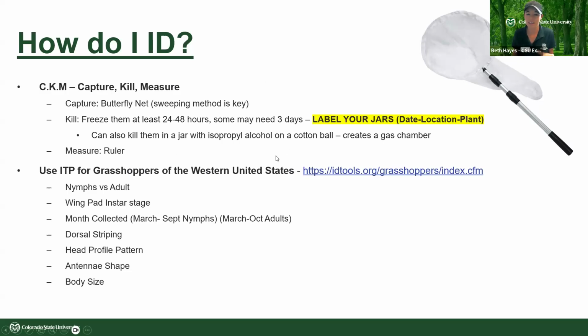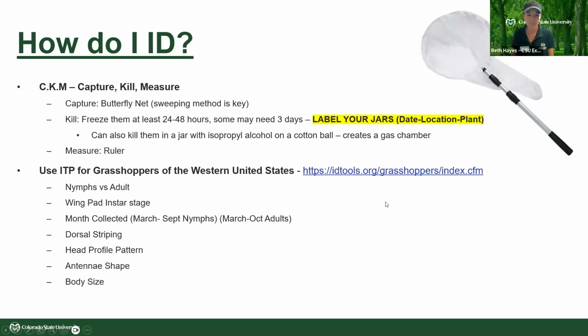You can do that, and it does keep their color a little bit better than freezing, but sometimes freezing is just a little bit more convenient. And then once they're deceased, you want to take them out and have a ruler, because now you're going to have to measure those wing pads and what everything else looks like.